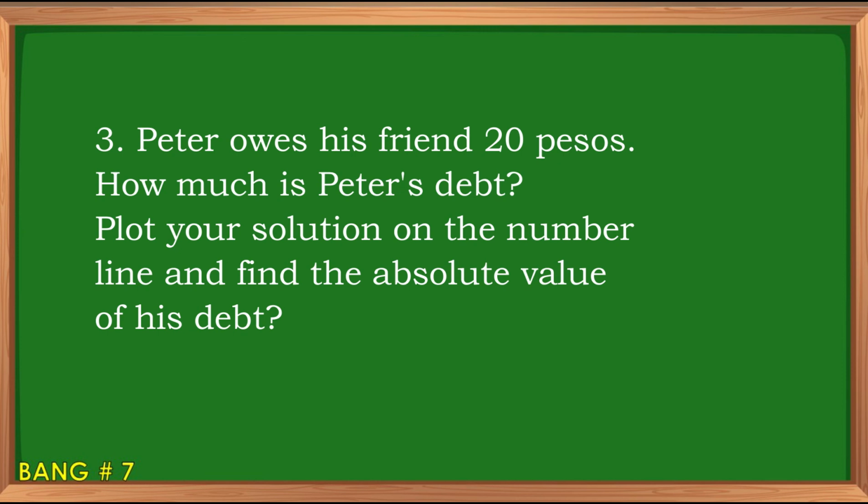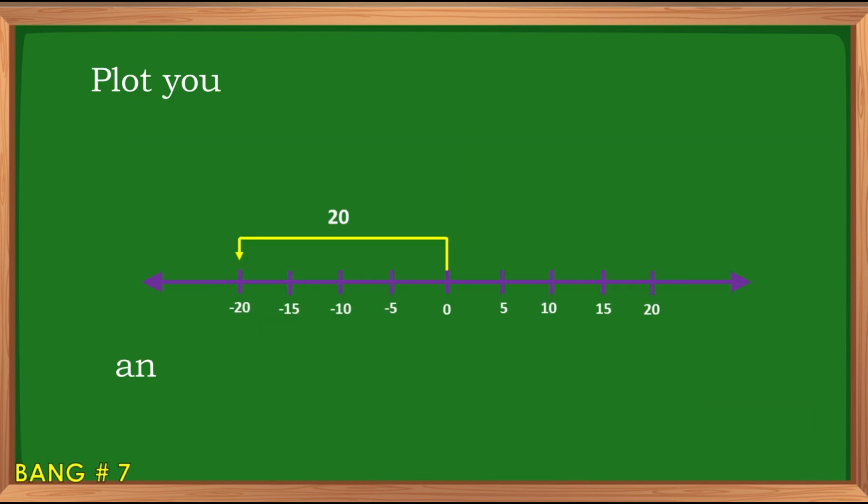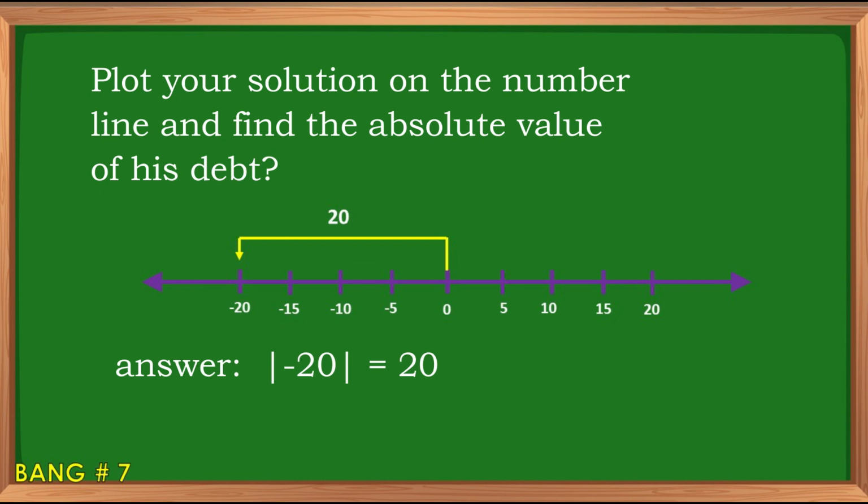Number 3. Peter owes his friend 20 pesos. How much is Peter's debt? Plot your solution on the number line and find the absolute value of his debt. Time starts now. The answer is 20. Peter owes his friend 20 pesos.